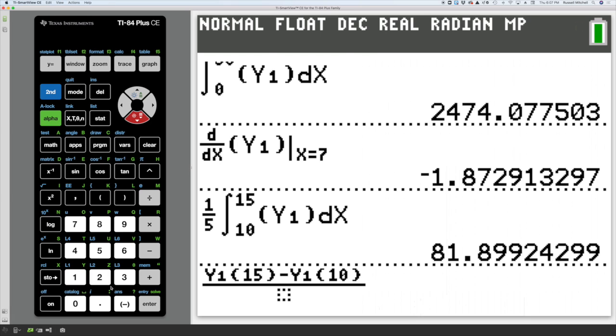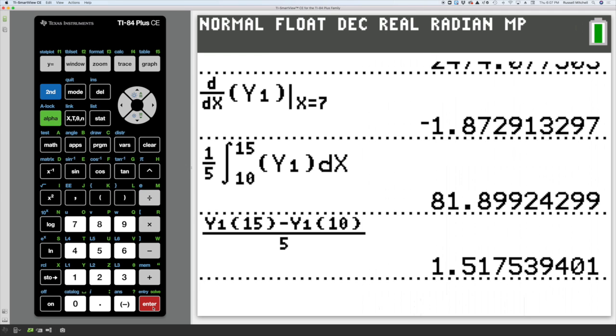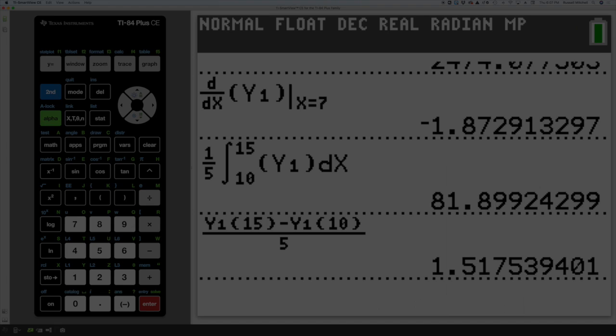And then over 15 minus 10 would just be 5, so we could just put 5 there. Okay, and press enter. 1.5175, so the 5 is going to make the 7 become an 8. So 1.518. Okay, let's go back and record.